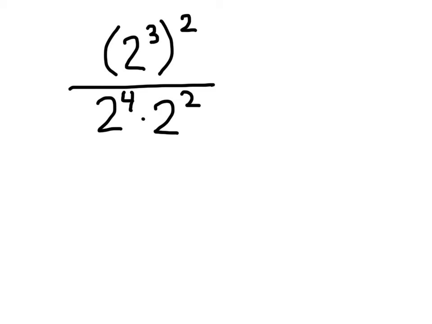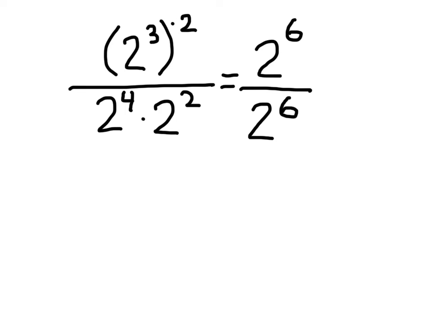Welcome back from pausing the video. In the numerator, we have 2 cubed in a parenthesis and then a power of 2 on the outside. So we're going to multiply those exponents together. This numerator is going to equal 2 to the 6th power. Denominator, we're multiplying 2 to the 4th times 2 squared, so add the exponents. That also equals 2 to the 6th power. Alright, since we're dividing 2 to the 6th power by 2 to the 6th power, subtract the exponents. 6 minus 6, that equals 0. And of course, we're dividing the same number by itself, so that equals 1. So our answer to this is 2 to the 0 power, or 1.